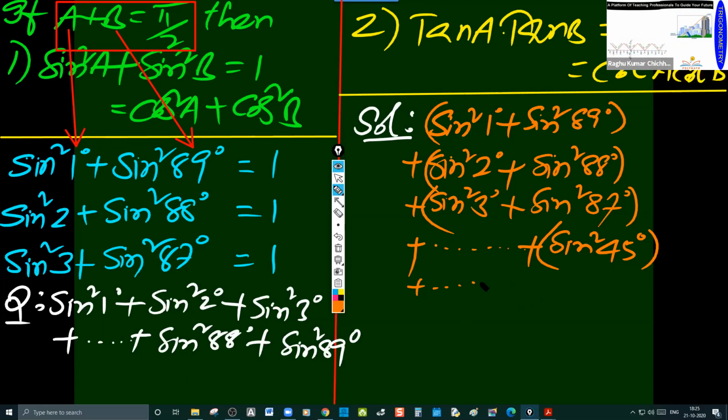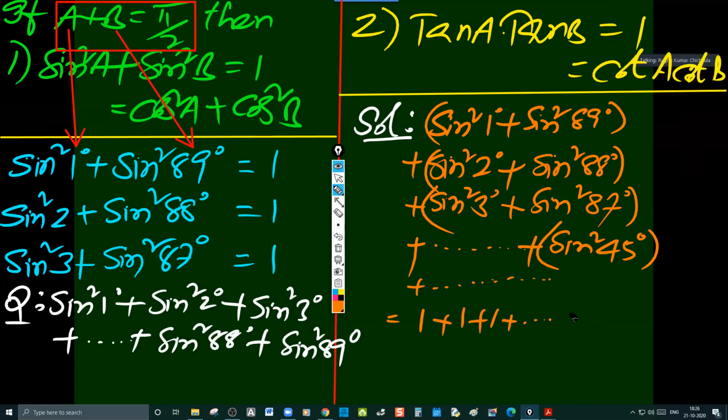Do you understand what I'm saying? 44 times plus and so on. Let me write that next. What I'm saying, plus and so on, including that sine square 45. Now you will get 1 plus 1 plus 1 plus, how many ones do you get? You tell me, please. 44. Correct?